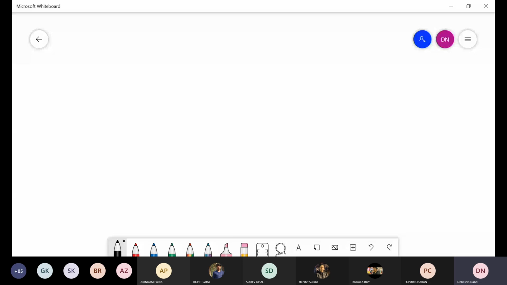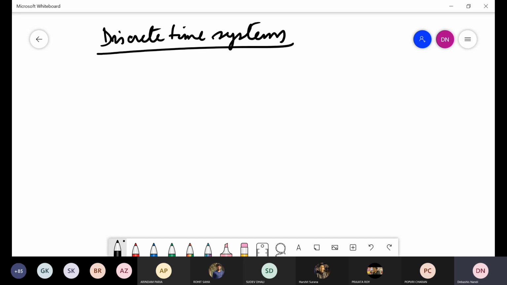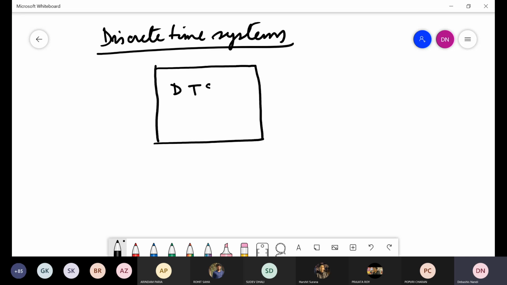Now, next I want to discuss discrete time systems. I just want to represent the discrete time system in block form first. Then I will say how it is possible to design some discrete time system. Suppose this is one black box. I don't know what the internal elements of this system are. I am just writing, this is a discrete time system. Sometimes it is called DTS.